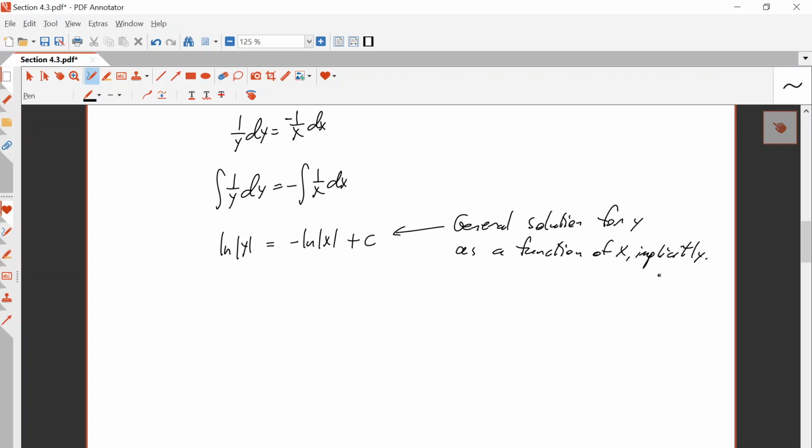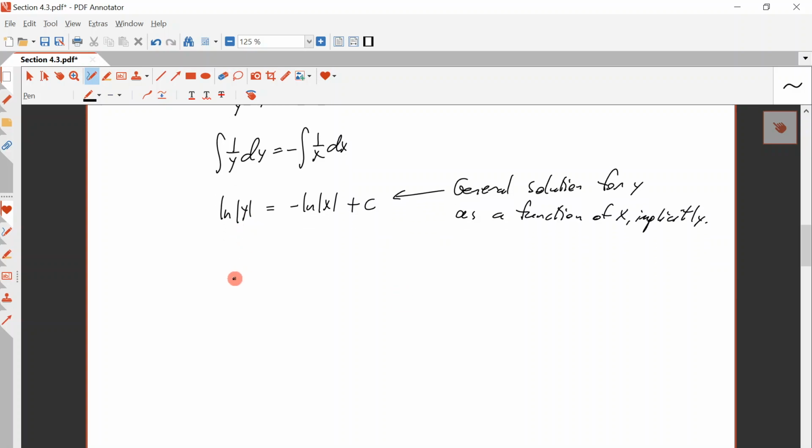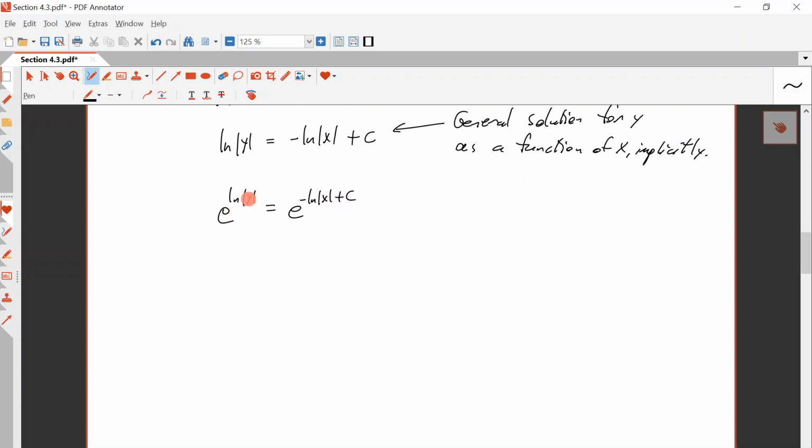Okay, but we would like to have it explicitly. You can't always get it, but if you can, we want it that way. So we solve for y however possible. So for this one, use the exponential function: e to the natural log y equals e to the natural log x plus c. This becomes just absolute value of y is equal to, and then we separate this into two factors, like that.